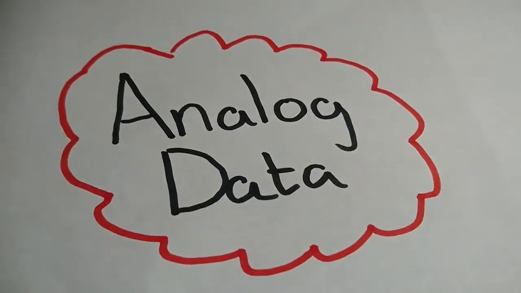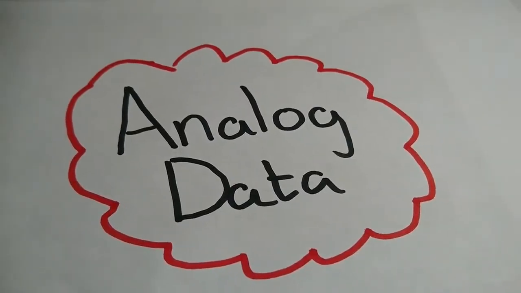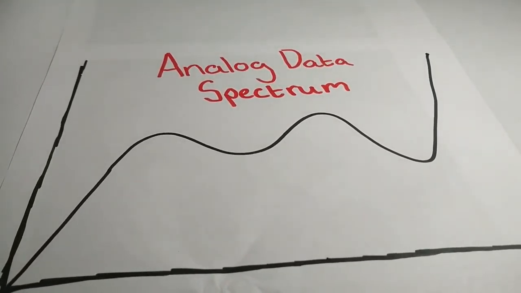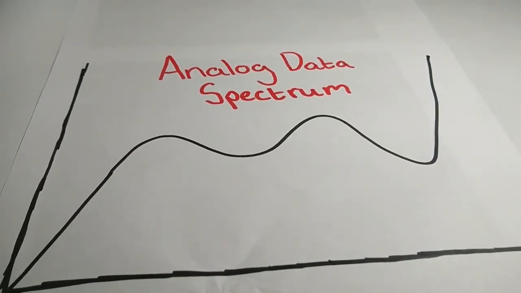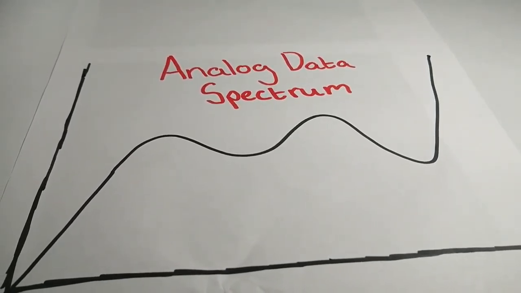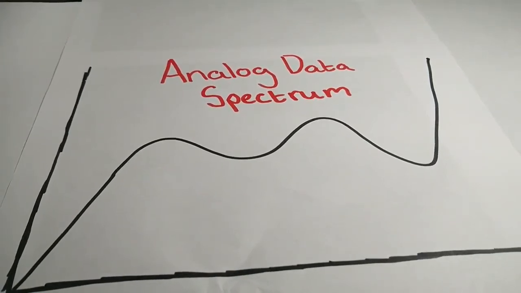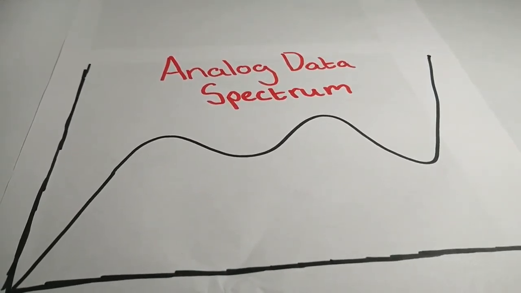We will now look at what analog data is. Here is a representation of analog data. Analog data is unlike digital data as it is not restricted to a high and low value. Its value can vary throughout a spectrum. We'll have a look at some examples of analog input and output later.